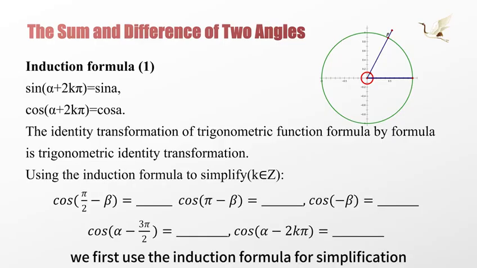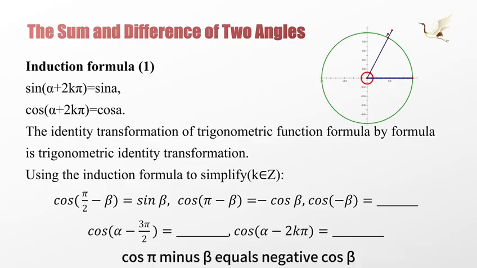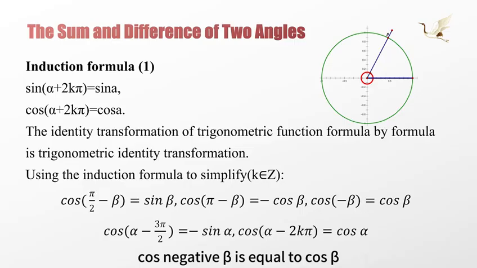We first use the induction formulas for simplification. Cosine of half pi minus beta equals sine beta. Cosine of pi minus beta equals negative cosine beta. Cosine of negative beta is equal to cosine beta. Cosine of alpha minus 3 halves pi equals negative sine alpha. Cosine of alpha minus 2k pi equals cosine alpha.